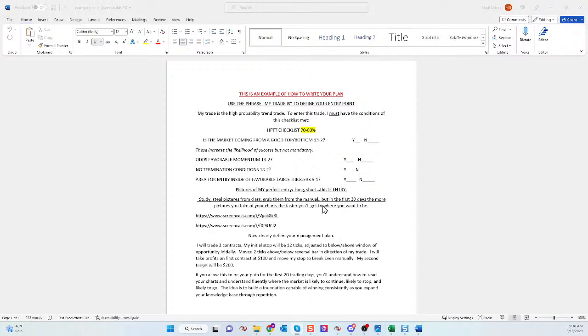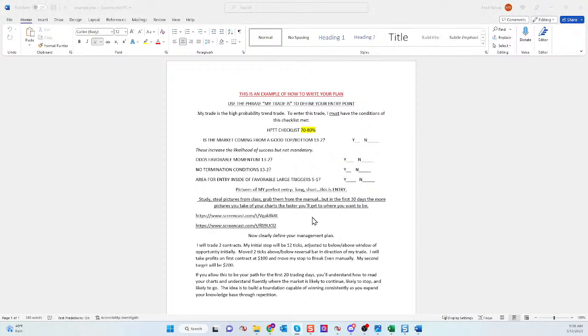I'll use that checklist. I'm going to take pictures of my perfect entries, long trades, short trades, only my entries, just like we just did in class by circling those tails. I'm going to study by scrolling back. I'm going to steal pictures from class. When Christina shows me the perfect high probability trend trade, I'm going to steal it and put it into my spreadsheet. I'm going to take them from the manual to make sure I understand the look.